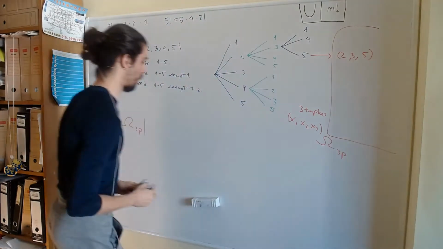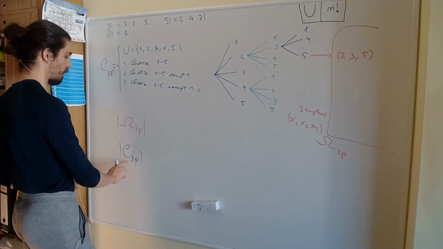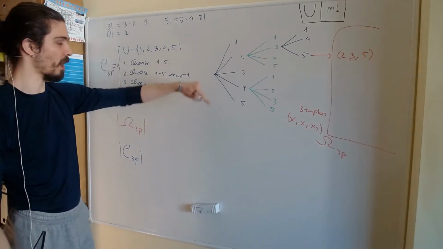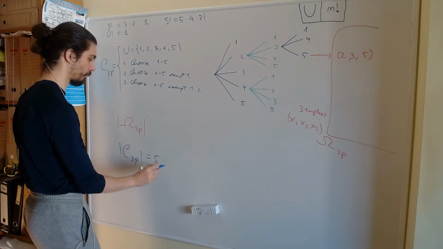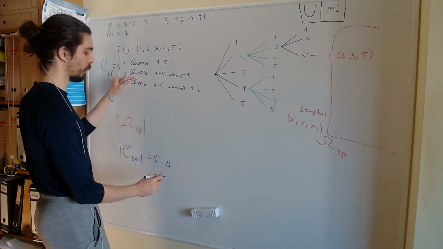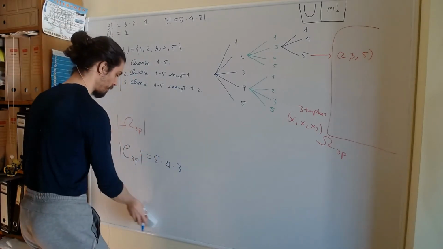And so let's call it C 3p, the number of branches. Well, by the multiplication principle, you have 5, then you have 4 possible results, and then you have just 3. Okay? Very important.